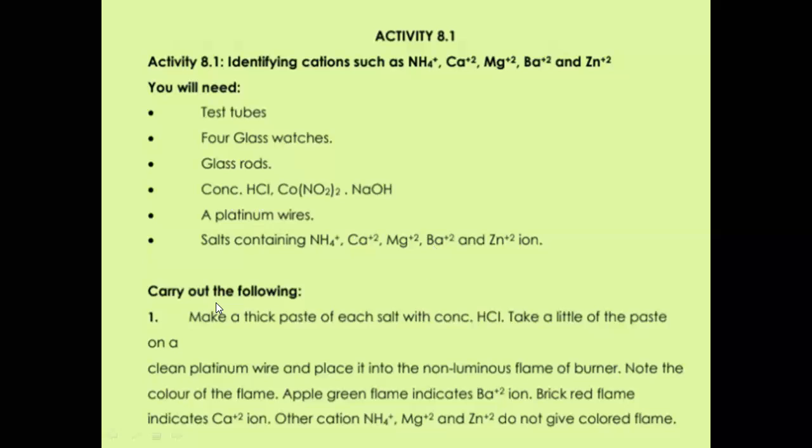First of all, we have to do a test which is called the flame test. For the flame test, we will check the color of the flame produced by each salt. But first of all, we will prepare their paste, the paste of these salts with concentrated hydrochloric acid. Make a thick paste of each salt by putting a few drops of concentrated hydrochloric acid in the solid salt and mix them, and take a little of the paste on a clean platinum wire and place it into the non-luminous flame of the burner, and then we have to check the color of the flame.